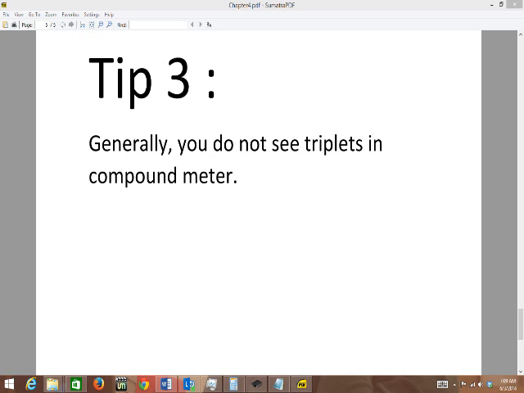Essentially, triplets are usually found in simple time signatures when the composer wants to temporarily have a compound feel by forcing 3 notes into a beat, when normally in simple time signatures a beat is divided into even divisions.